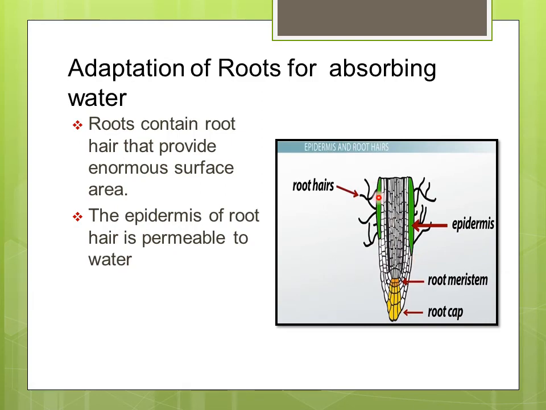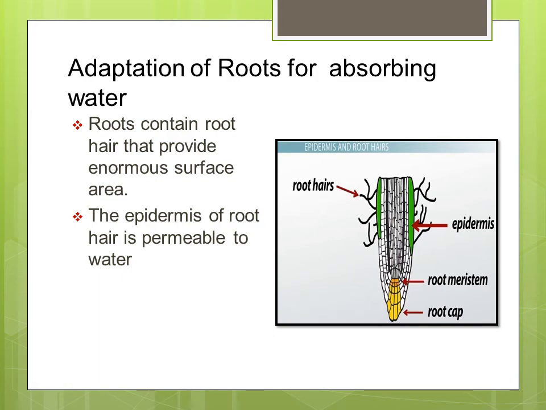So we can see that the roots contain root hairs which provide enormous surface area. So root hairs are extending out of the root which are providing enormous surface area to the roots, and this epidermis of the root hair is permeable to water. So this is also helping in absorption of water from the soil. And as we all know that root hairs give enormous surface area, so they are also absorbing the water.